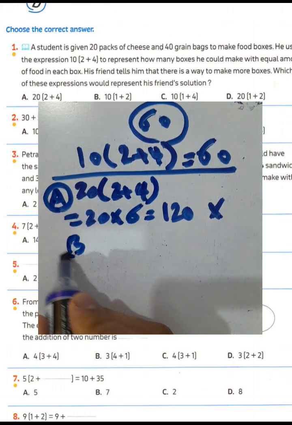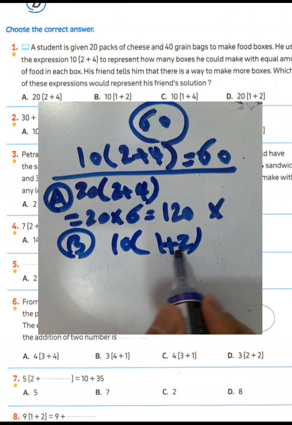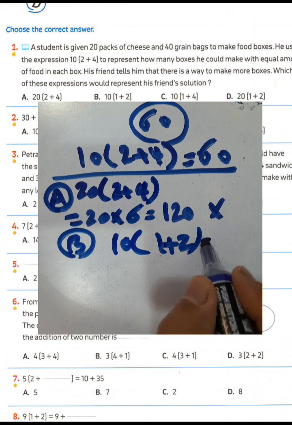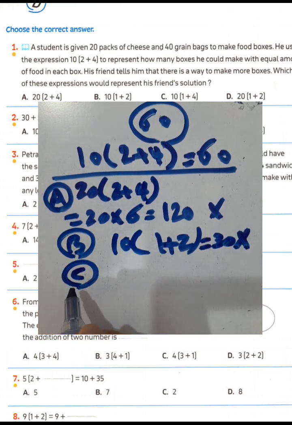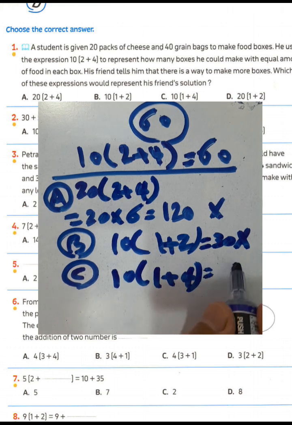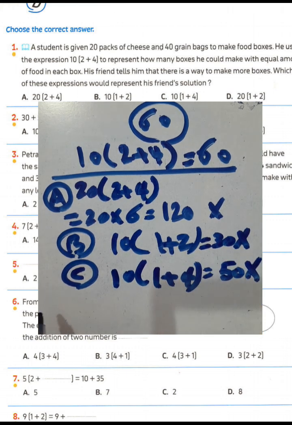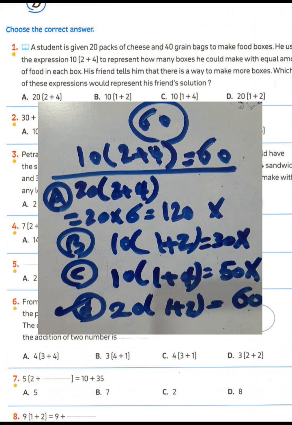Okay, letter A is false. And what about letter B? Letter B, 10 times (1 plus 2). 1 plus 2 equals 3. 3 times 10 equals 30. It's false. Letter C, 10 times (1 plus 4). 1 plus 4 equals 5. 5 times 10 equals 50. It's false. Letter D, 20 times (1 plus 2). 1 plus 2 equals 3. 3 times 20 equals 60. Then the result will be letter D.